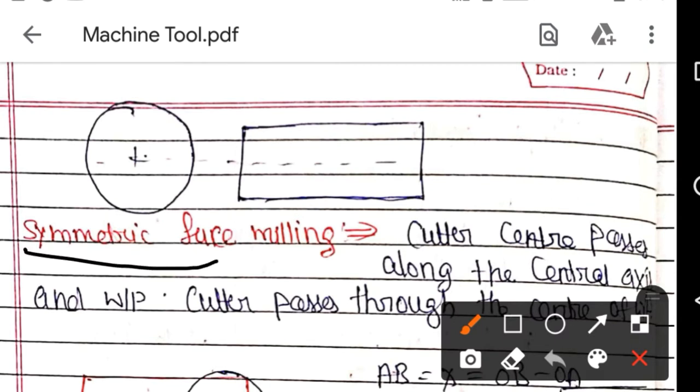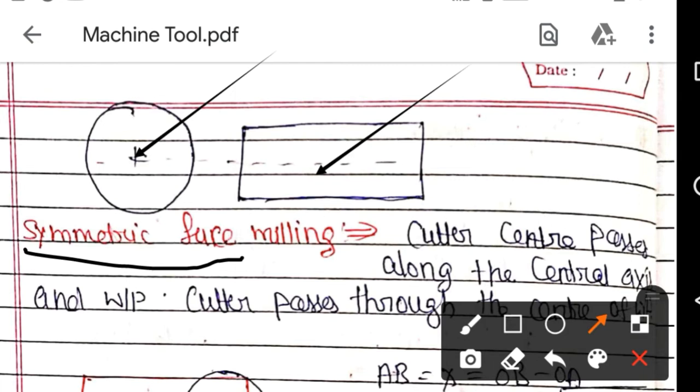What is symmetric face milling? Symmetric face milling is where the cutter center exactly passes through the central axis of the workpiece. That is called symmetric face milling.